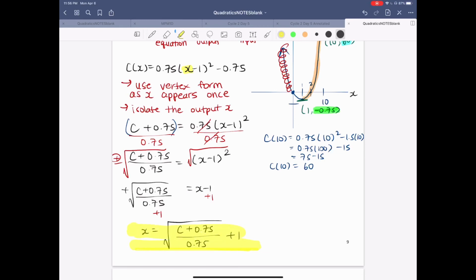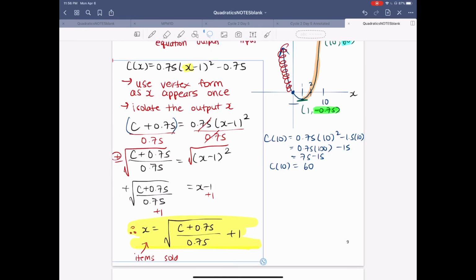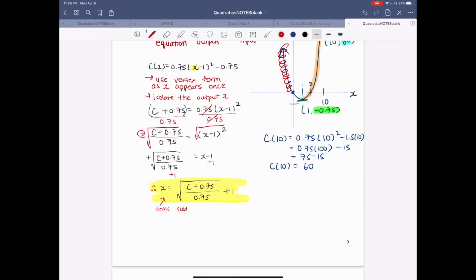So x represents items sold, and that's what the question wanted us to write. I'm just going to write that we wanted the positive version when we square rooted because items are positive. I want to just write that in our notes. So items are positive. You're not going to have a negative number of items.